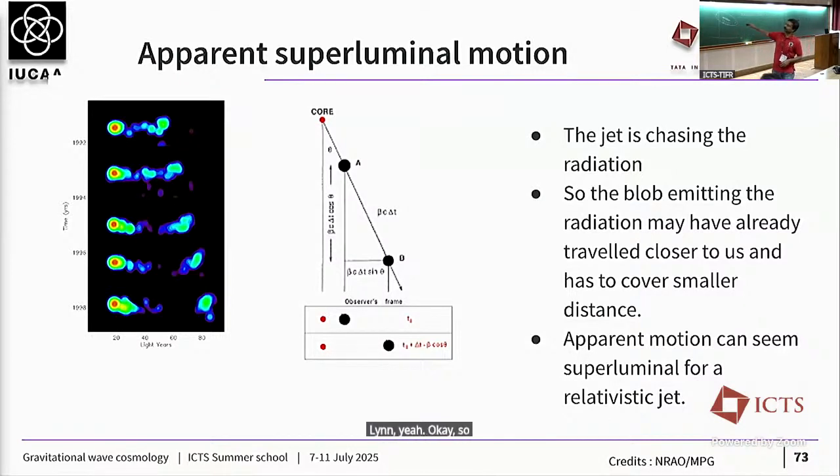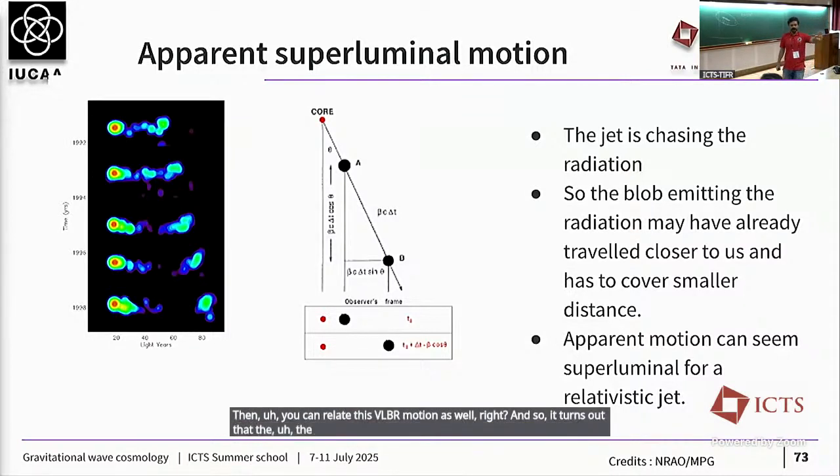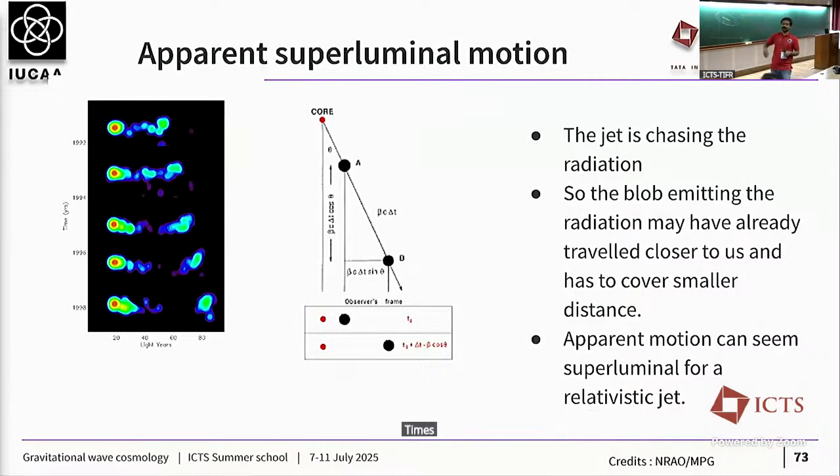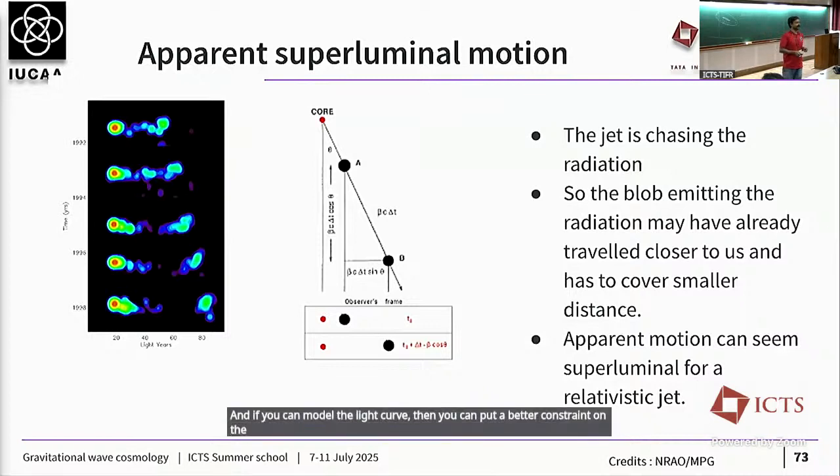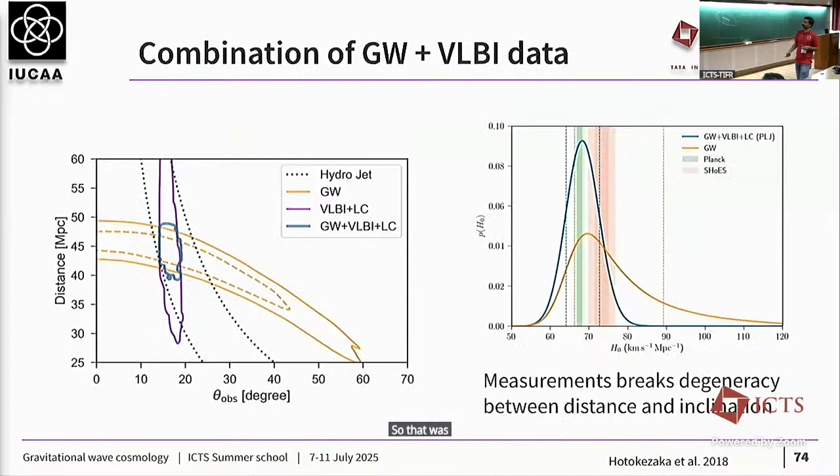Okay, so if you have this theta, then you can relate this VLBI motion as well. It turns out that the observed or apparent velocity that you'll get will be related to the actual velocity times these angles. And so if you can measure this motion, and if you can model the light curve, then you can put a better constraint on the inclination angle. That was also what was done for GW170817.